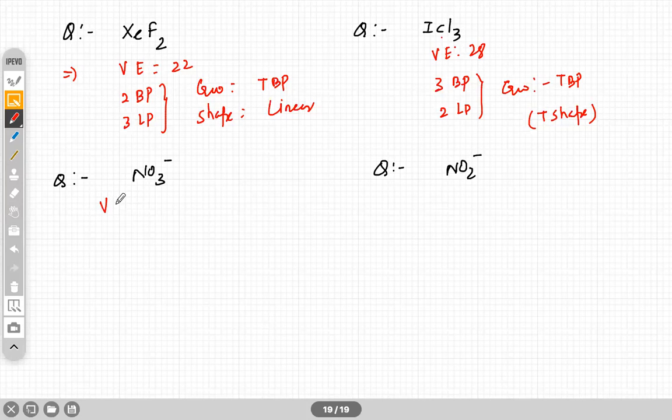NO2, nitrogen is 5. The bond pair can never be more than the outer atoms, it's not possible. Valence electron, NO3 minus: 5 for this, 6 for this, so 6 into 3, 18, 18 plus 1, 19 plus 5, 24. So we have 3 bond pair here and 0 lone pair. So it is trigonal planar.